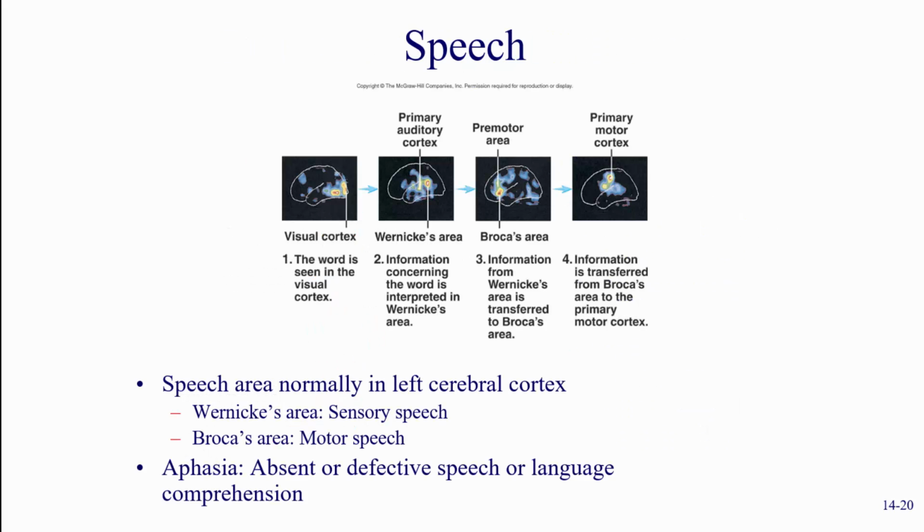Now, speech, as I mentioned before, the speech area is normally in the left cerebral cortex. We have Wernicke's area for sensory speech and Broca's area for motor speech. And as I said before, it's a good idea to go to YouTube and look at examples of each of these. Now, aphasia is absent or defective speech or language comprehension.